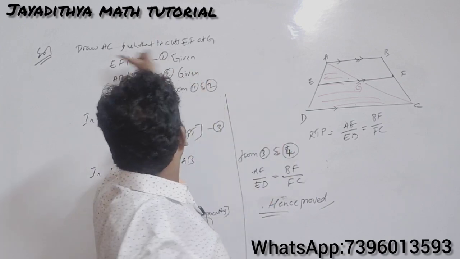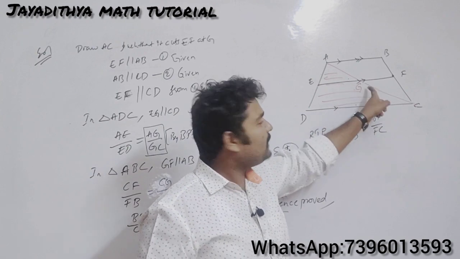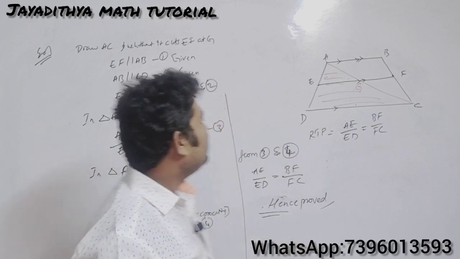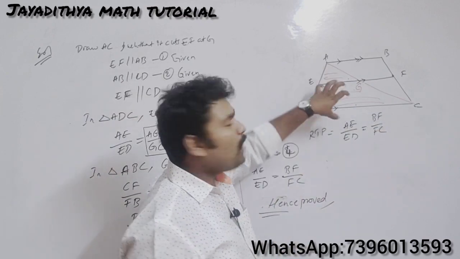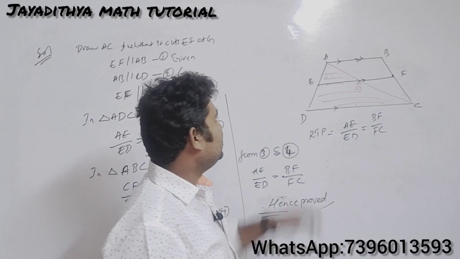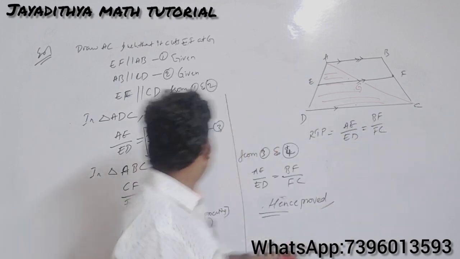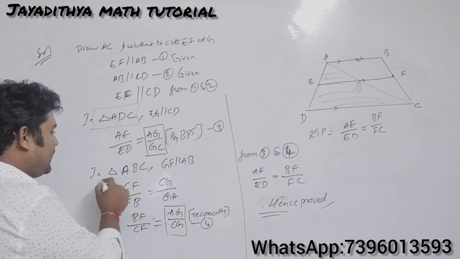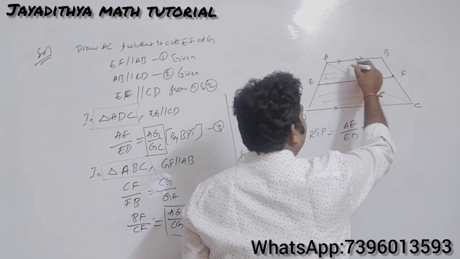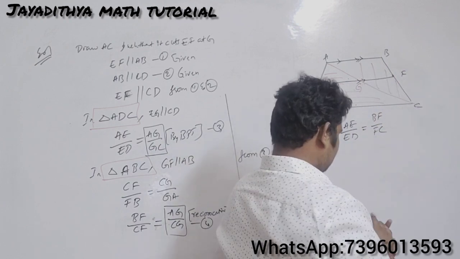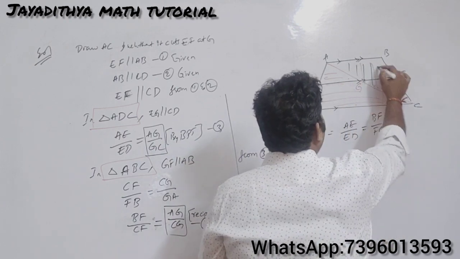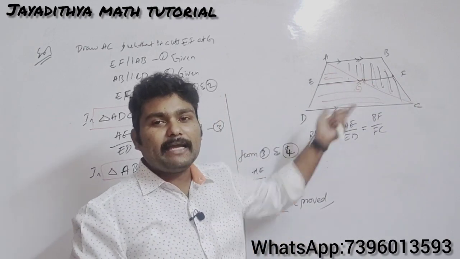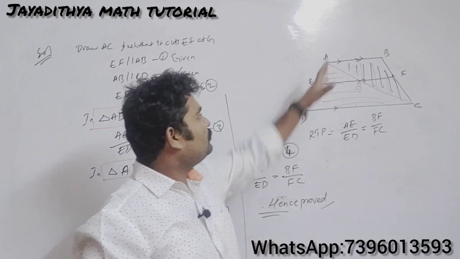After this, what we did here: draw AC such that it cuts EF at the point G. After drawing that line, we have applied basic proportionality theorem for two triangles. ADC is one triangle, and the next one is ABC. Now we have divided the trapezium into two parts, and for both the triangles we have applied basic proportionality theorem. So this is easy for you.